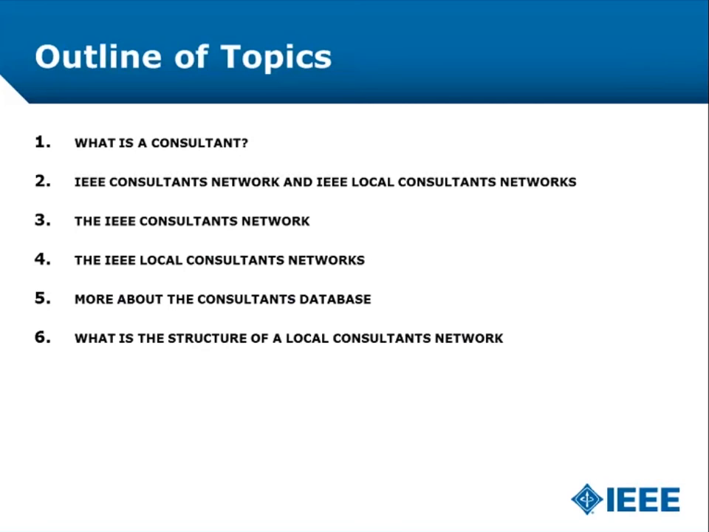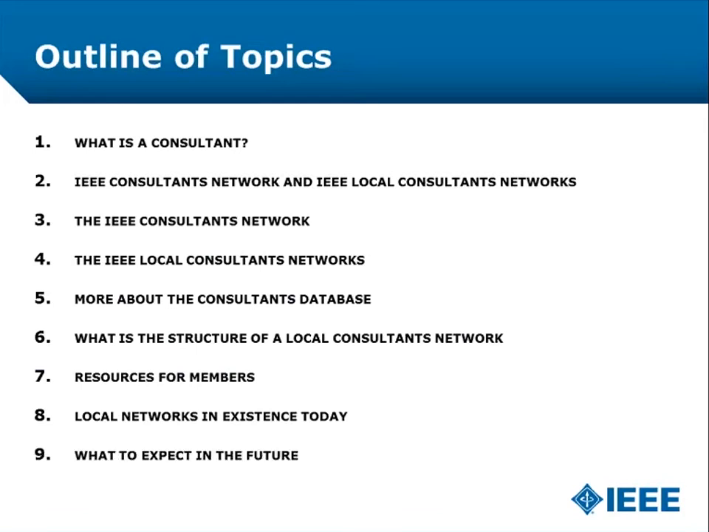Then topic number 6 is what is the structure of a local consultants network? Topic number 7, what are the resources available for our members? Topic number 8, local networks in existence today within IEEE. Topic number 9, what can we expect will happen in the future? And finally, we'll conclude this discussion.